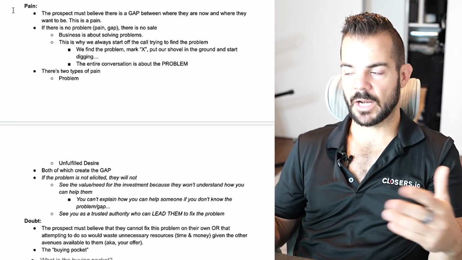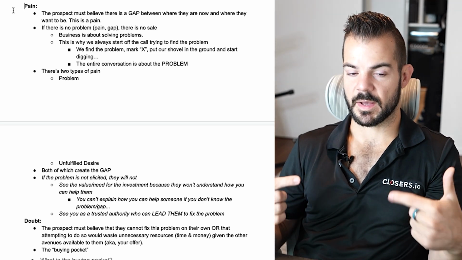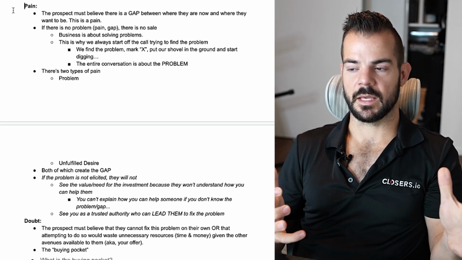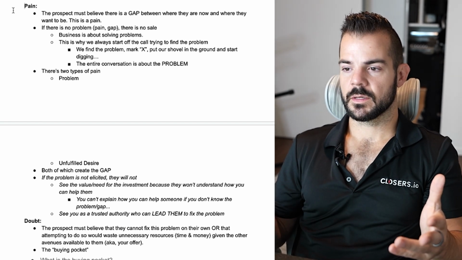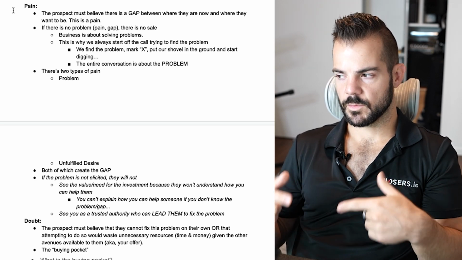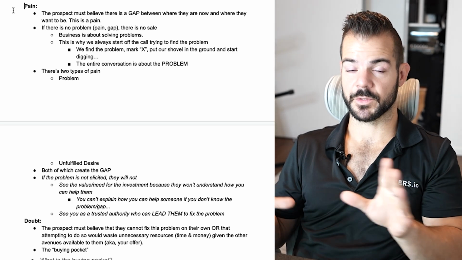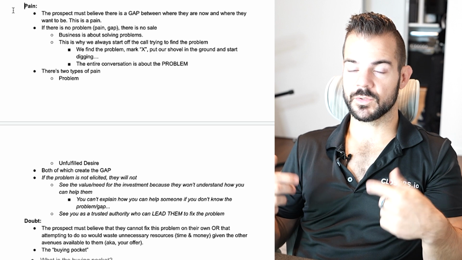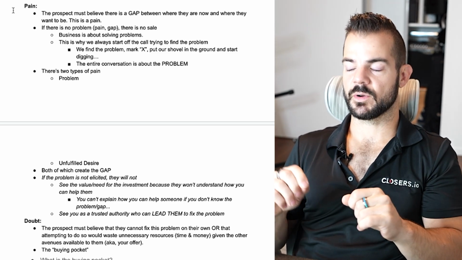And quite frankly, I don't even know how you would pitch if you don't understand the gap of the problem. Because again, sales is about demonstrating you can solve a problem for somebody else. You can't explain how you can help somebody if you don't know what the problem or the gap is, okay? Also, the more you understand, this is a J. Abraham quote, the more we can understand and communicate that we understand that problem, gap, unfulfilled desire, etc., the more they trust us as an authority to lead them to fix the problem, right?